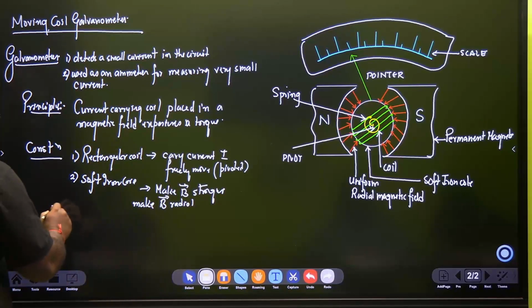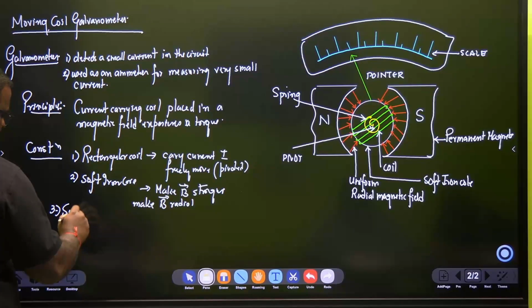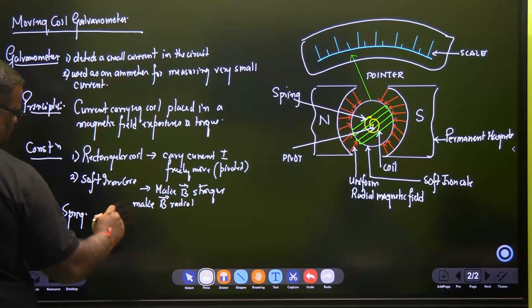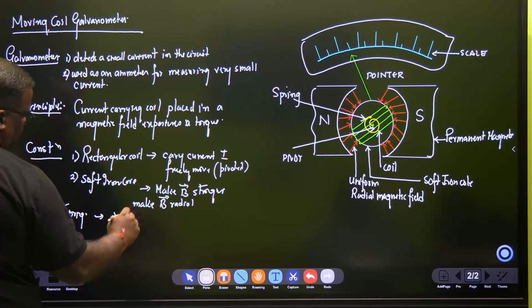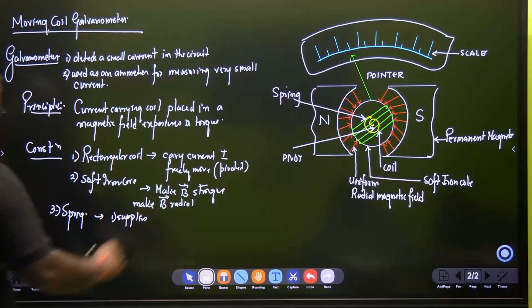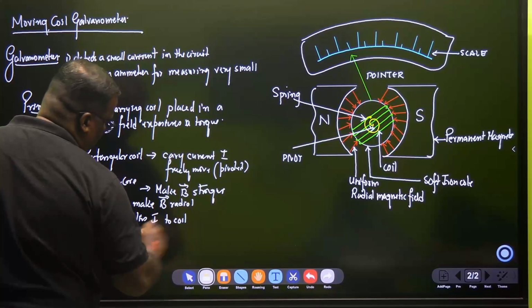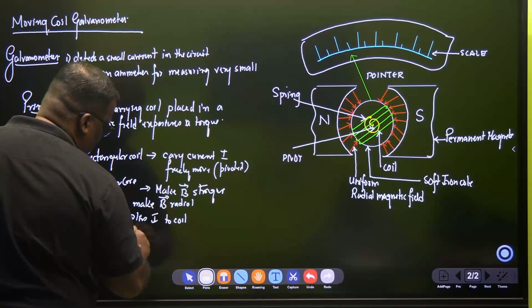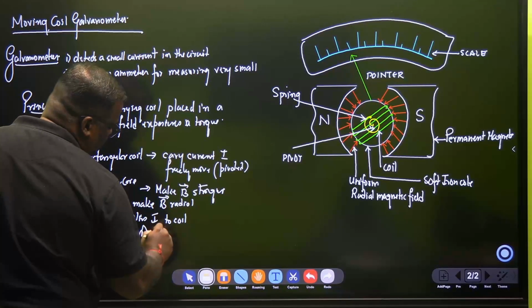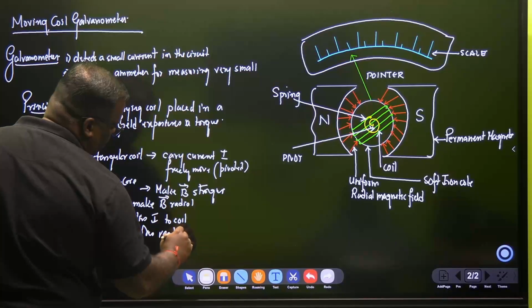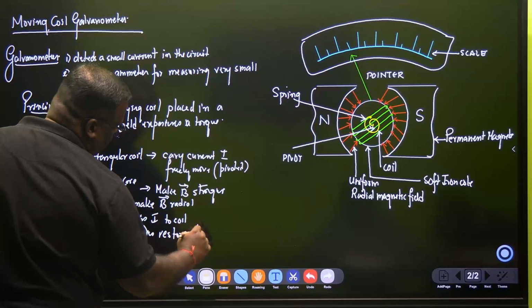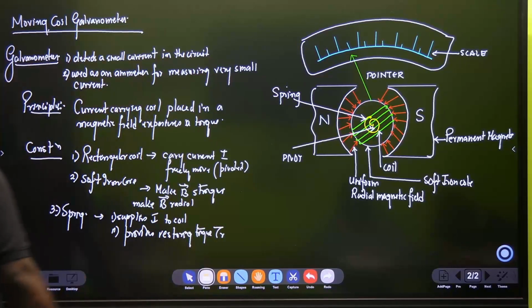Then we have a spring. The spring has two jobs. One is it supplies current to the coil, so the spring is connected to the coil and supplies I to the coil. And number two, it provides restoring torque. That is tau R.